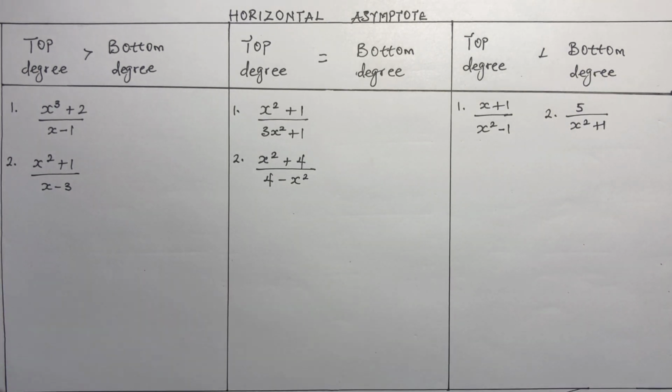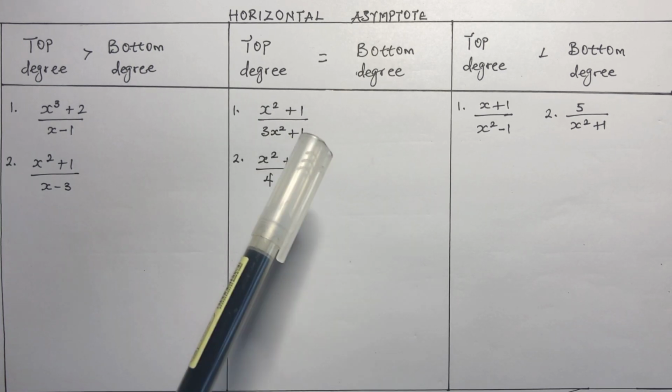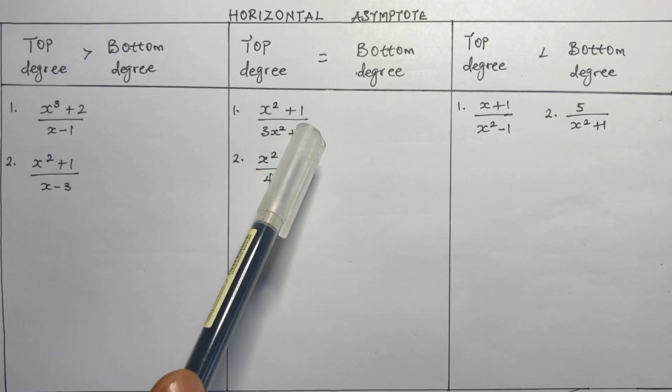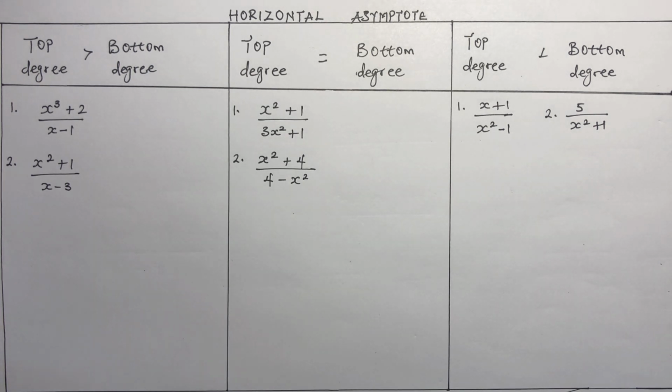Now, what are degrees? Degrees are basically the number or the index, the highest power of x in any polynomial. Let's assume x squared minus 2x minus 3. In this polynomial, the degree is 2 because the highest power of x is 2. So this polynomial is a degree 2 polynomial.